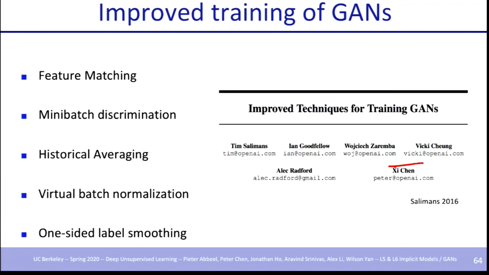So basically, they propose a bunch of techniques like feature matching, mini-batch discrimination, historical averaging, virtual batch norm, and one-sided label smoothing.